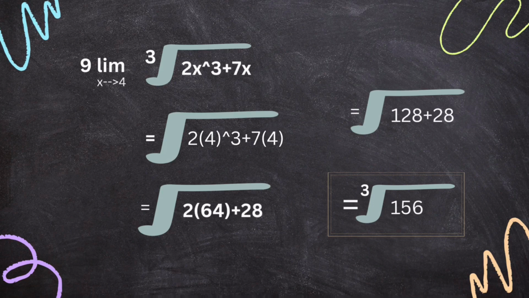Just bring down 2. 4 cubed is equal to 64. 7 times 4 is equal to 28. 2 times 64 is equal to 128. Just bring down positive 28. 128 plus 28 is equal to 156. Since we cannot further simplify 156, therefore, the cube root of 156 is our final answer. And the limit of the cube root of 2x cubed plus 7x as x approaches 4 is equal to the cube root of 156.